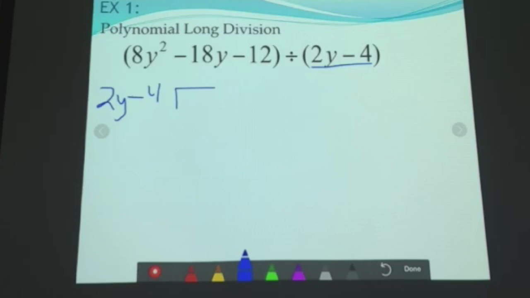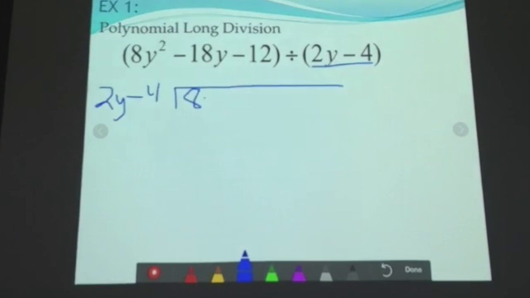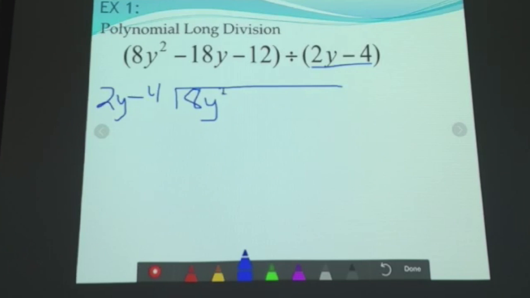And I do need to get a better stylus before I do this again next week. And then the dividend is going to go inside of my symbol here. Oh yeah, that's not good. I'm going to try and use my finger.